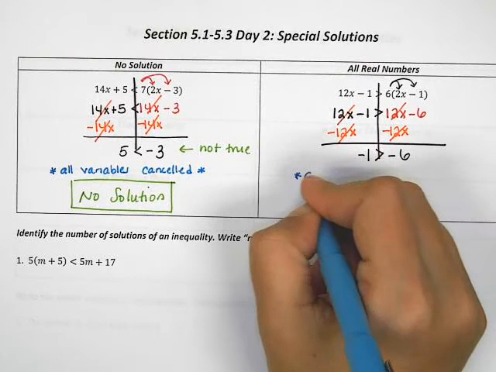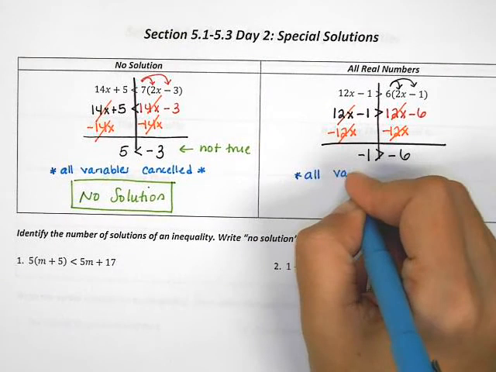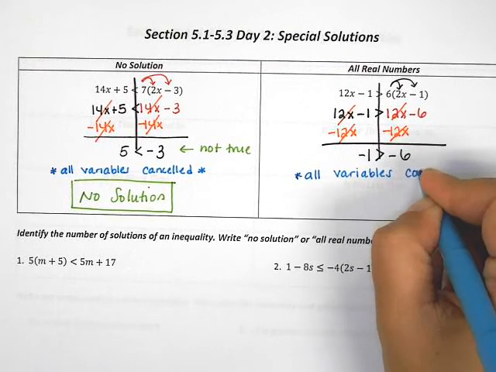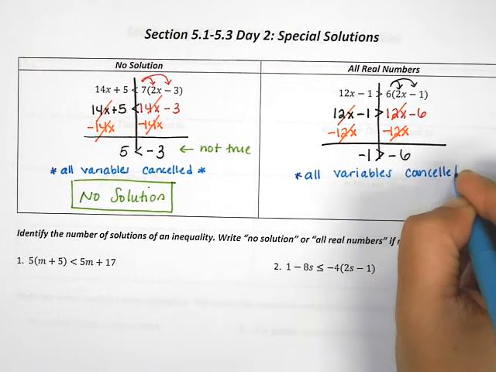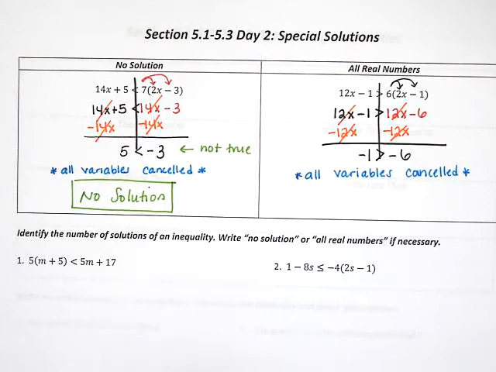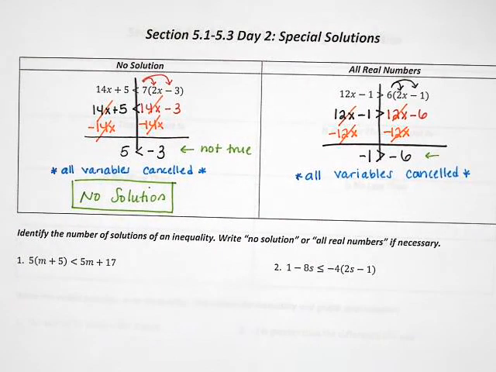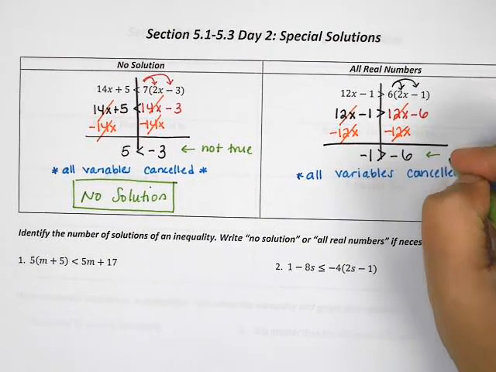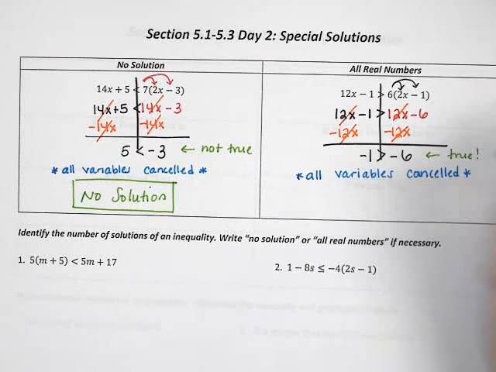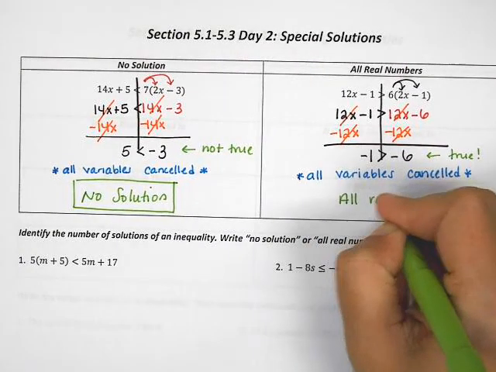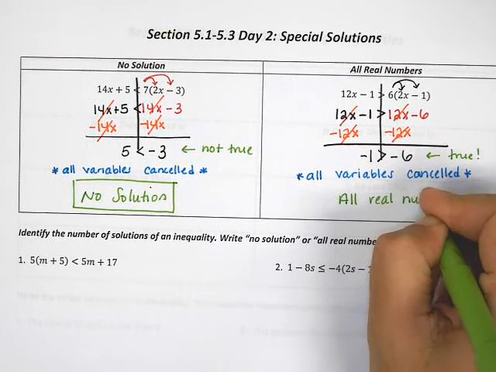Because all the variables canceled, we know we have a very special kind of solution here. Just like in the previous problem, we're going to try to decide if this is true or false. Now, negative 1 is bigger than negative 6 because it's less negative. So this is actually a true statement, which means our answer here would be all real numbers.